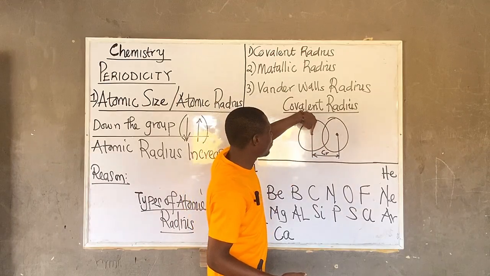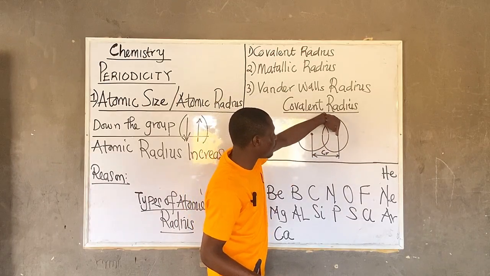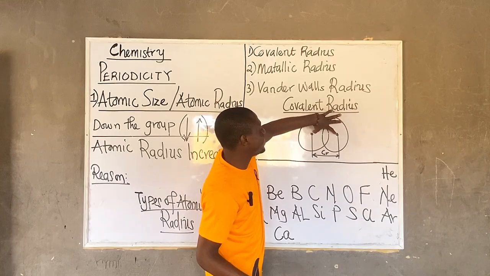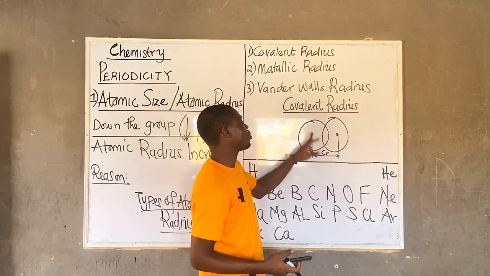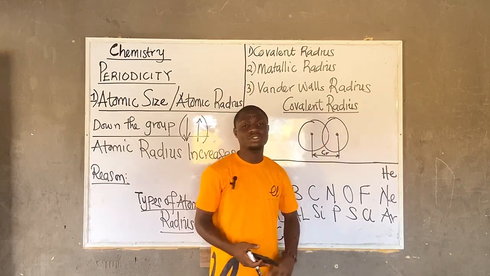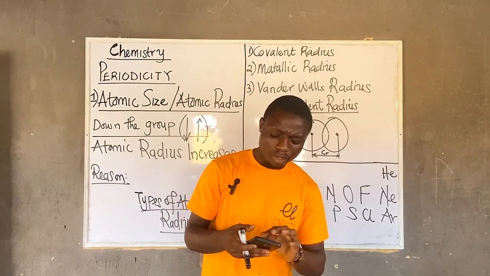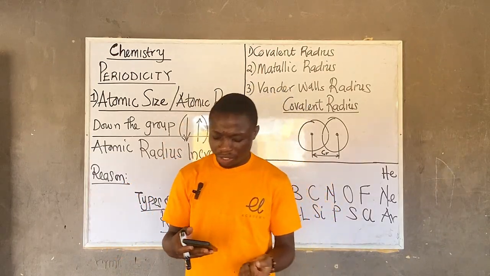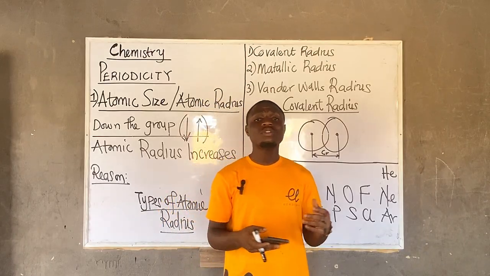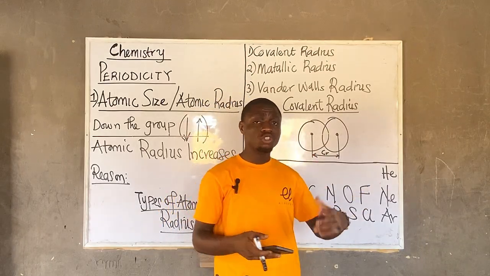So look at this circle half, this circle half. Half the distance between two nuclei is referred to as what? The covalent radius. That's how we define the concept of covalent radius, right? So when do you apply covalent radius?